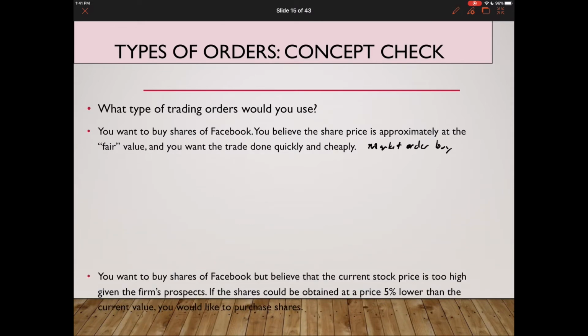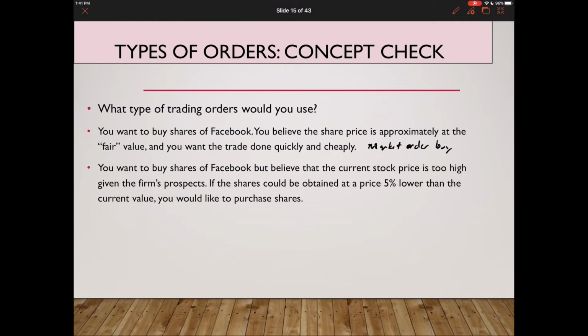Next up, you want to buy shares of Facebook, but you believe that the current stock price is too high given the firm's prospects. If the shares could be obtained at a price 5% lower than the current value, you would like to purchase shares. What type of order will you put in? You think it's too high currently. If it's lower, you would end up purchasing it. You would end up putting in a limit buy order, where you would buy it as soon as that price dropped below some particular level.